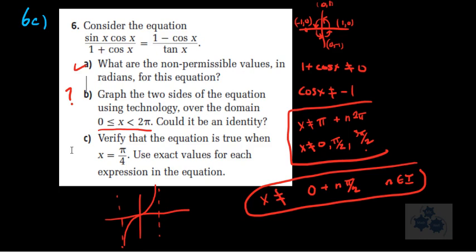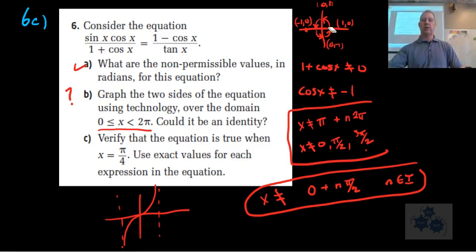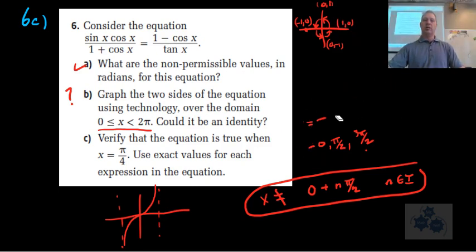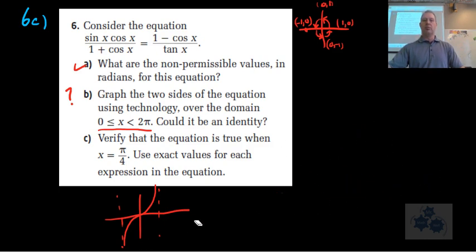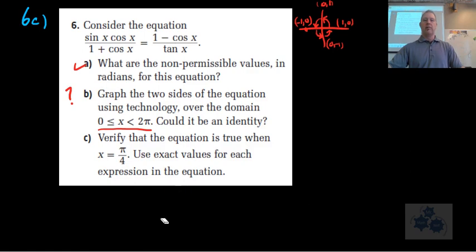All right, so we want to focus on C. That was the initial question here. We had trouble with C. So we want to verify that the equation is true when x equals pi over 4. Verifying that it's true is simply putting pi over 4 in for x and seeing if the left side agrees with the right side. That's all it is. So we're just going to put in pi over 4 into each side.